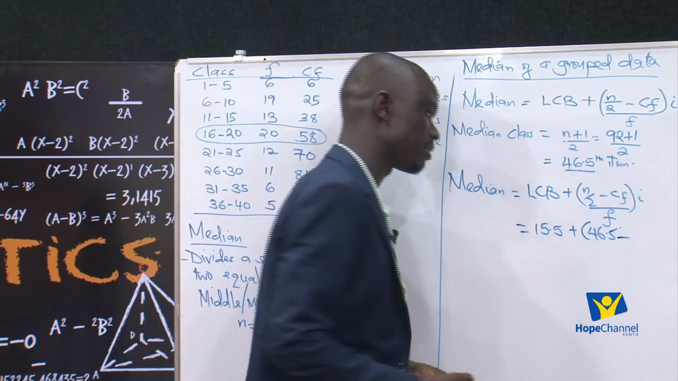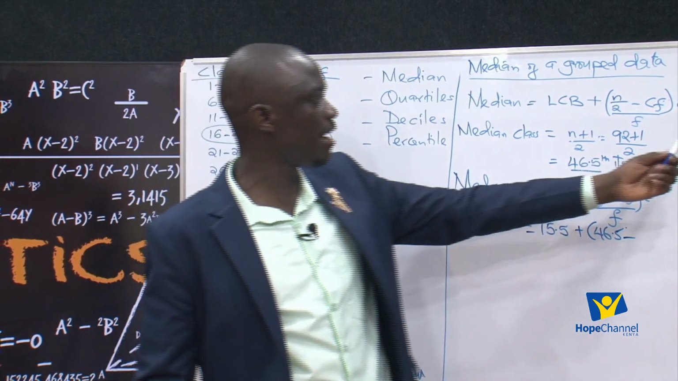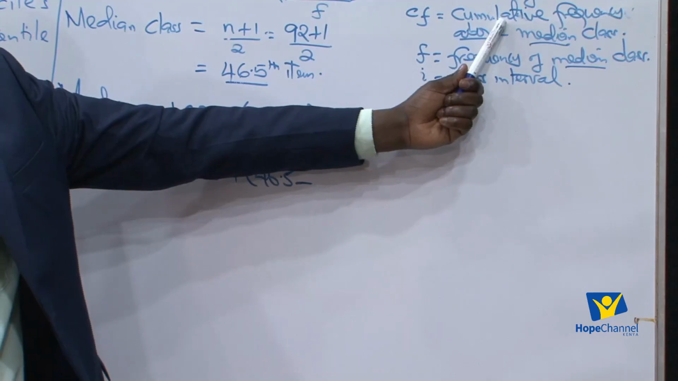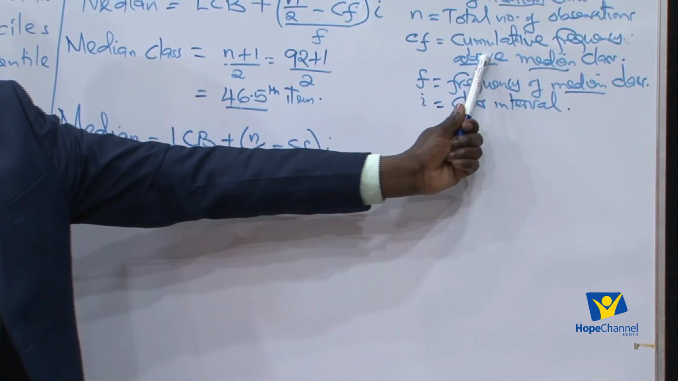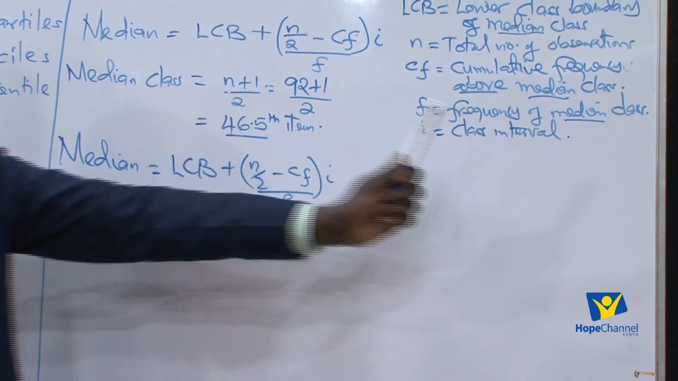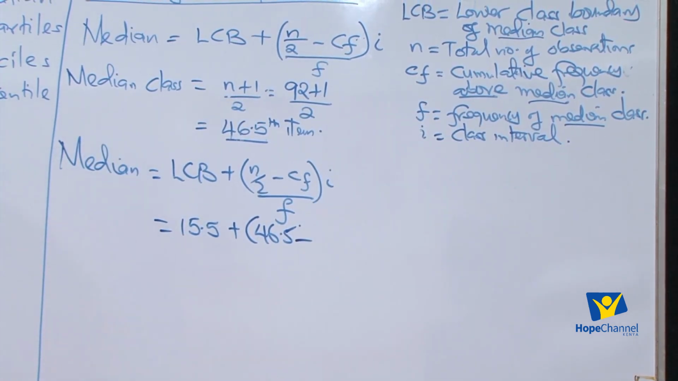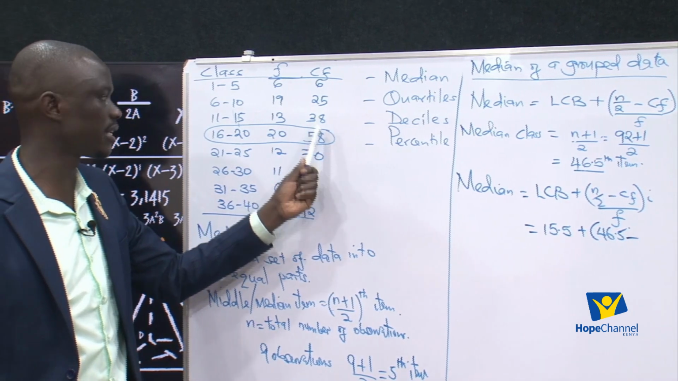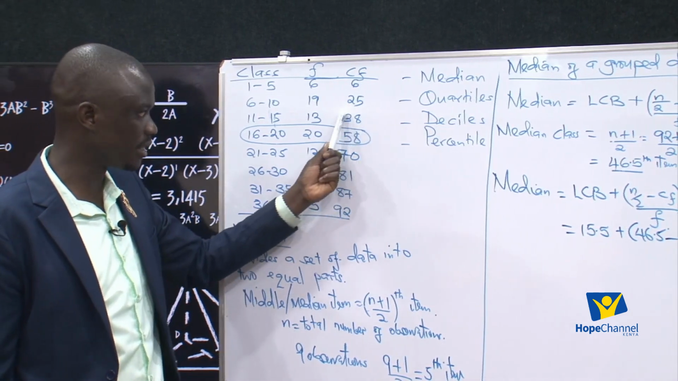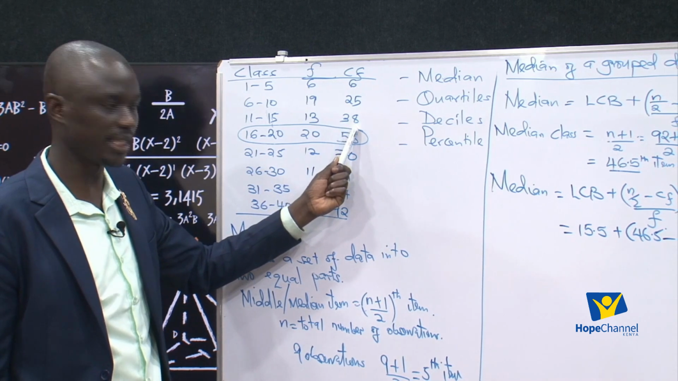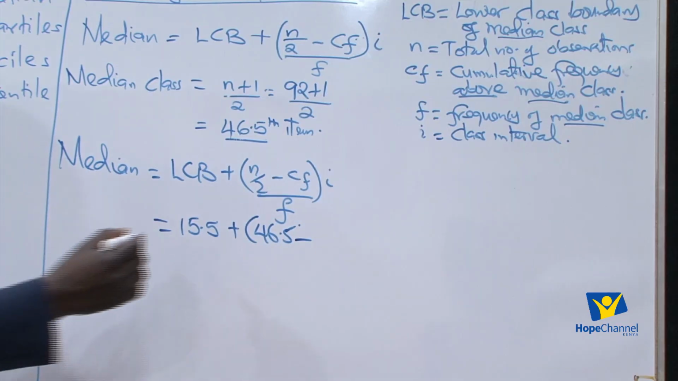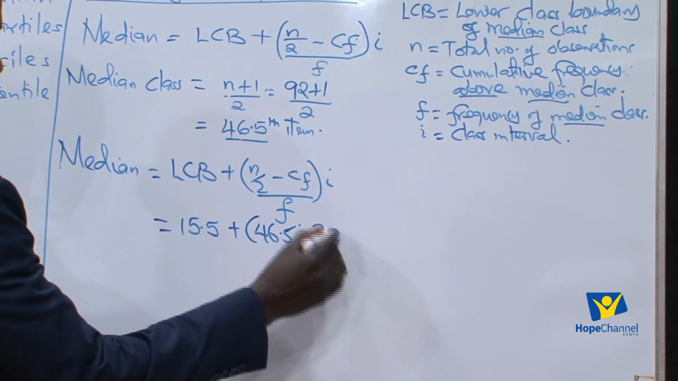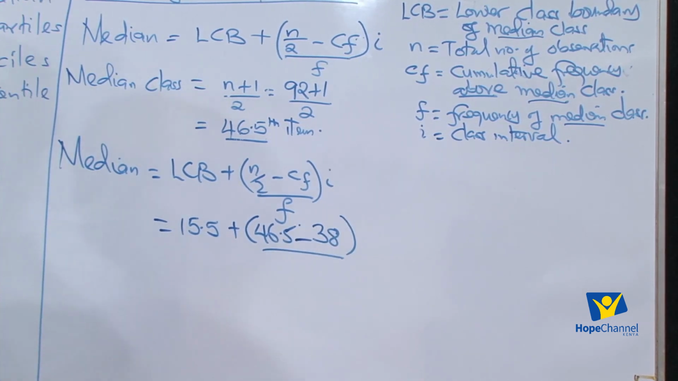So minus CF. CF, in this case, we said is the cumulative frequency above the median class. So this is our median class. The cumulative frequency above this class is 38. So you come here and subtract 38. Yeah, the cumulative frequency above the median class.